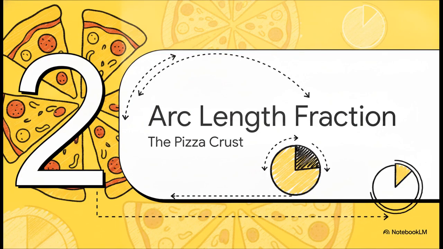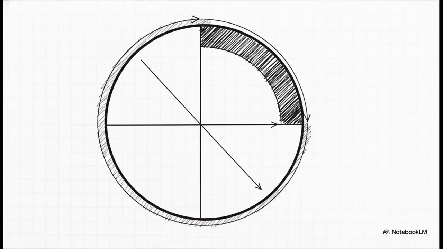Arc length as a fraction, the crust of the pizza. Let's move on to our first specific part of the circle. You can literally just think of this as the crust on your pizza slice. The official math term here is arc length. If the total circumference is the whole outer track of our circle, the arc length is just a specific segment of that track.